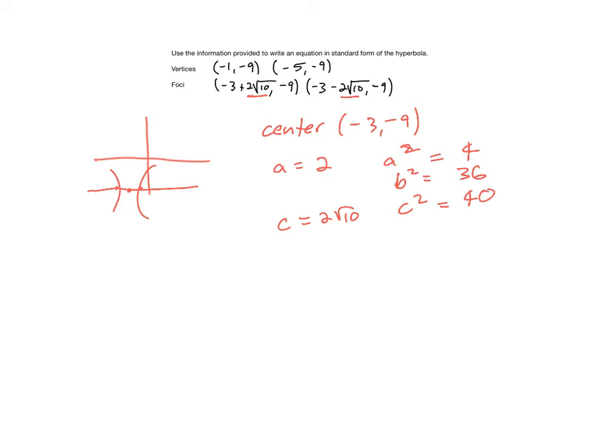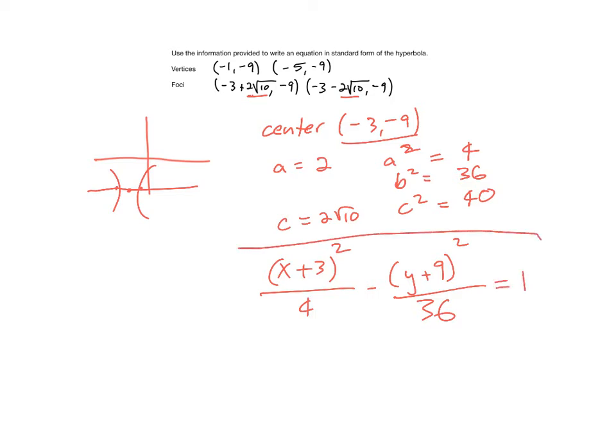So we know where the center is, and we know what a squared and b squared are. We can write the equation. This is going to be x minus h, so x minus -3 makes that x plus 3 squared, over a squared, 4, minus y minus k, y minus -9 makes it y plus 9 squared, over 36, equals 1. And there's the equation of our hyperbola.